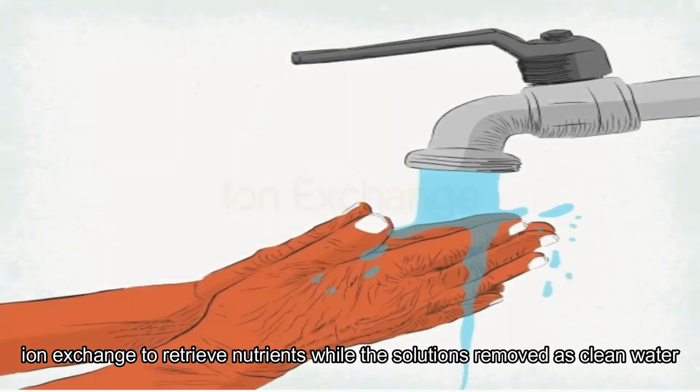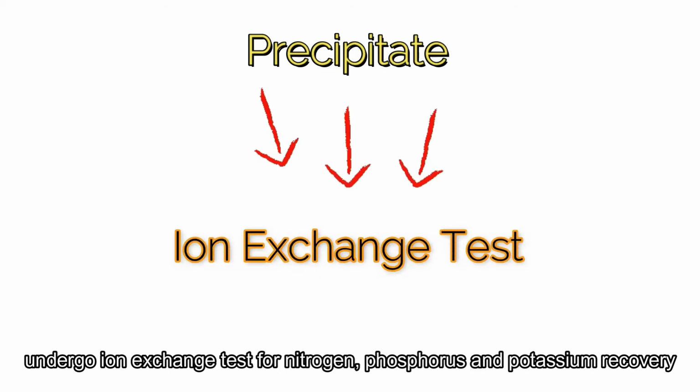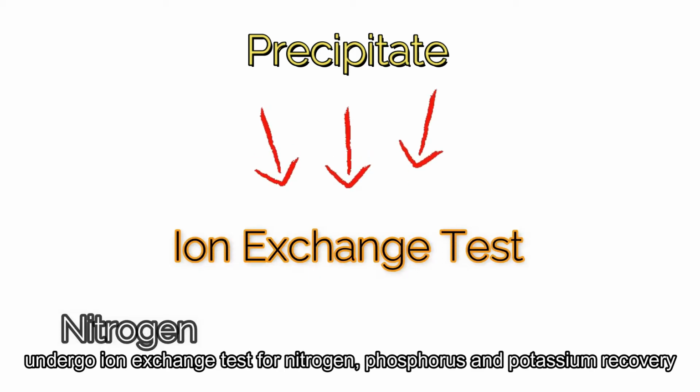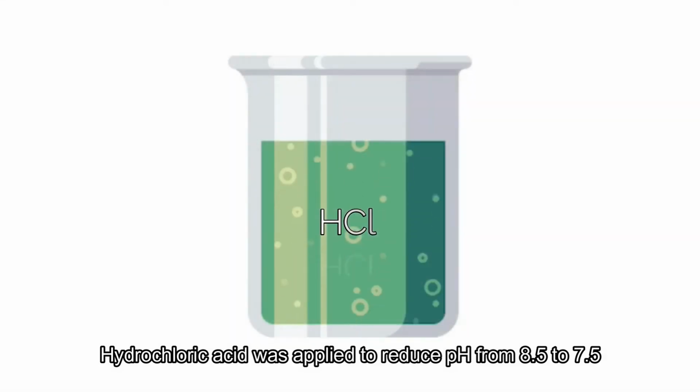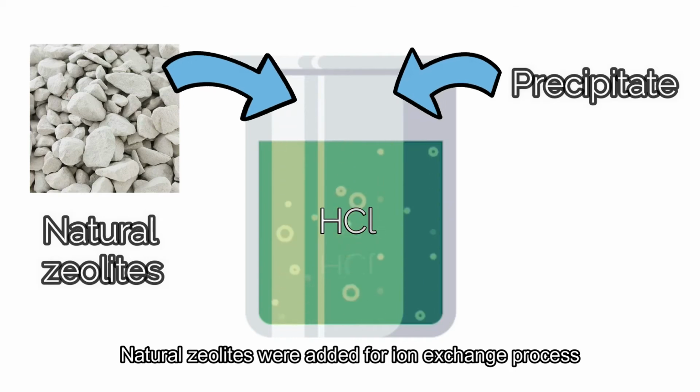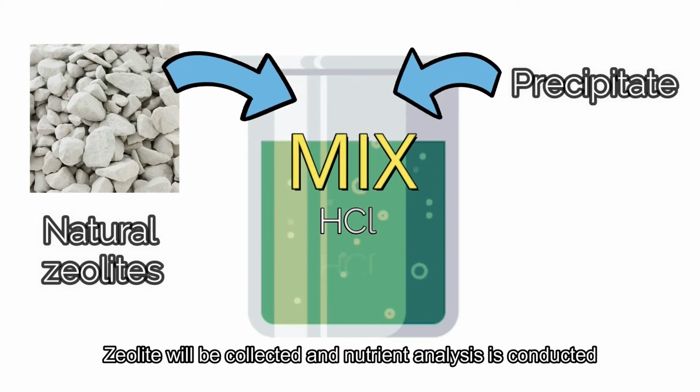In ion exchange, the precipitate from struvite precipitation undergoes ion exchange tests for nitrogen, phosphorus, and potassium recovery. Hydrochloric acid was applied to reduce the pH from 8.5 to 7.5. Natural zeolites were added for the ion exchange process. A mixer was utilized to mix all the components. The zeolite will be collected and nutrient analysis is conducted.